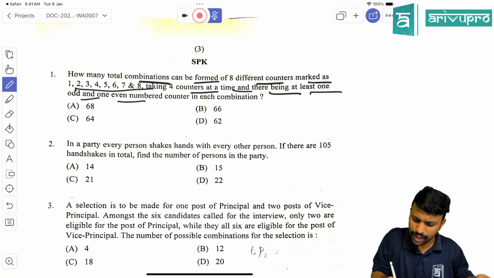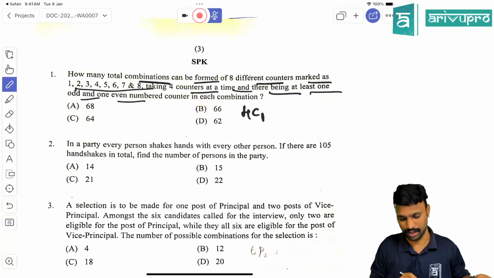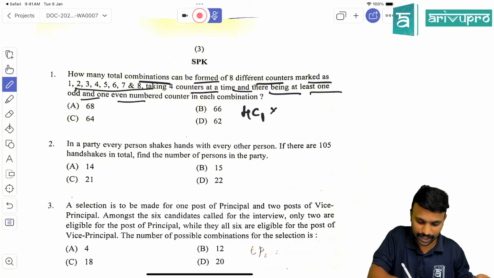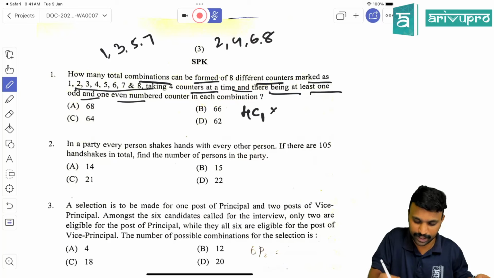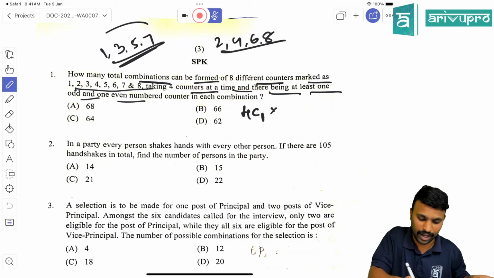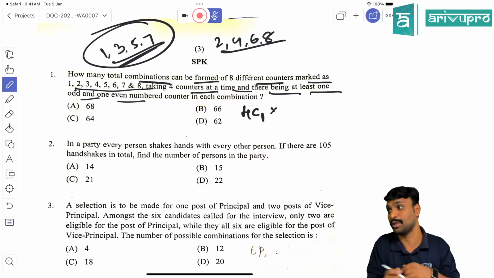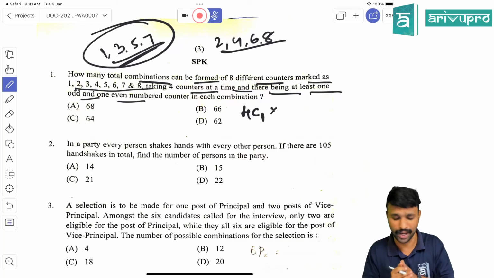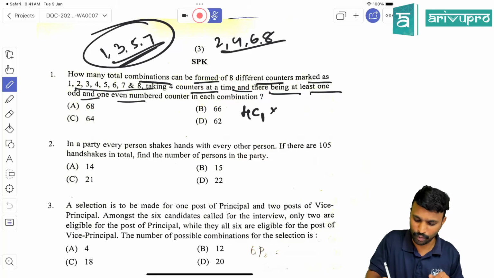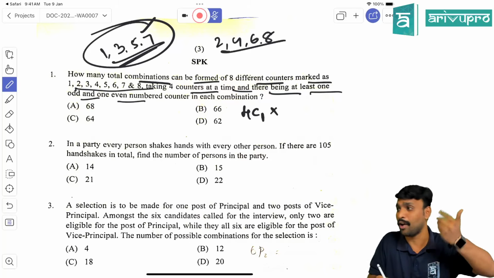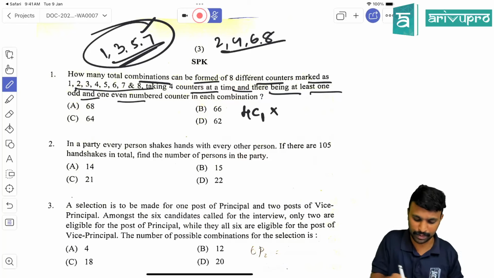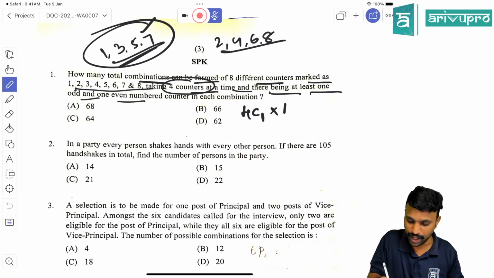So let's take one odd number. There are 1, 2, 3, 4, 5, 6, 7, 8, where 1, 3, 5, 7 are the odd numbers and 2, 4, 6, 8 are the even numbers. That means there are 4 odd numbers and 4 even numbers. There are various cases in which I can choose at least one odd number and at least one even number. Let's take one odd number. Obviously, how many even numbers do I have to choose? 3 even numbers, because a total of 4 counters have to be chosen. So from 4 even numbers, 3. This is the first case.